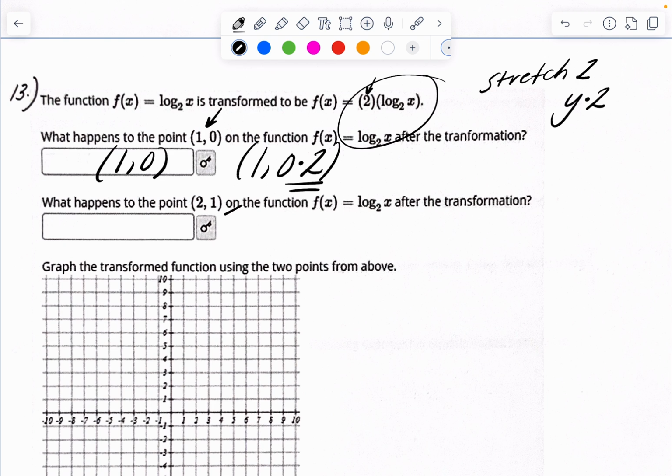What happens to the point (2, 1)? So again, you'd say 2 stays 2. Then I'm doing 1 times 2, since I'm timesing my y value by 2. So I'd get (2, 2).